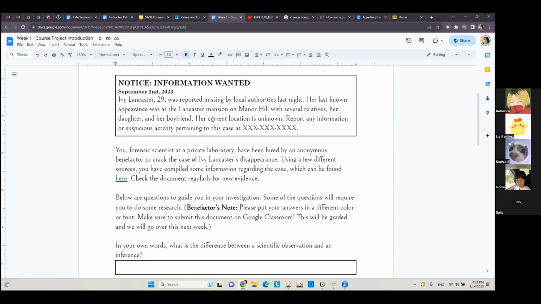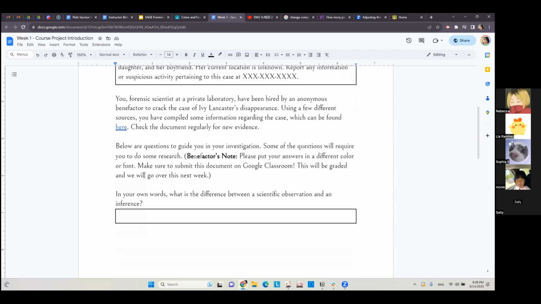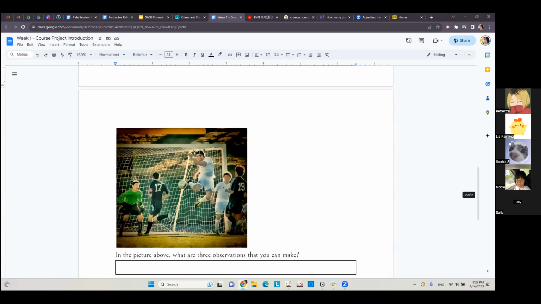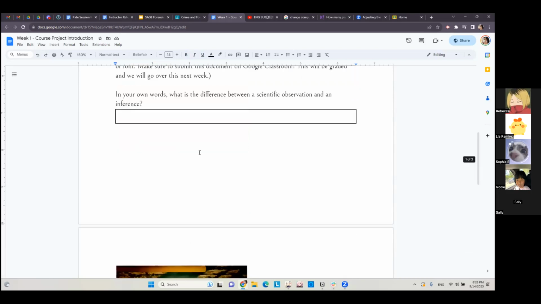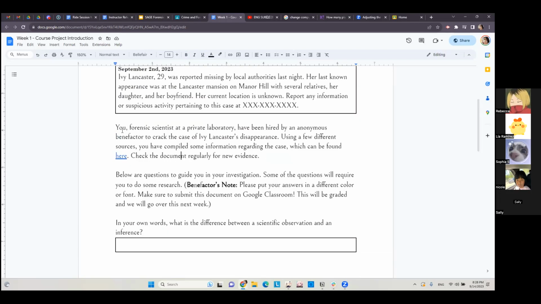Using a few different sources, you have compiled some information regarding the case, which can be found at this link, and check the document regularly for new evidence. So if you open this assignment, there are a couple questions going over some things, because most of our information is going to be very hands-on and it's best learned through practice, I think, especially with science like this.